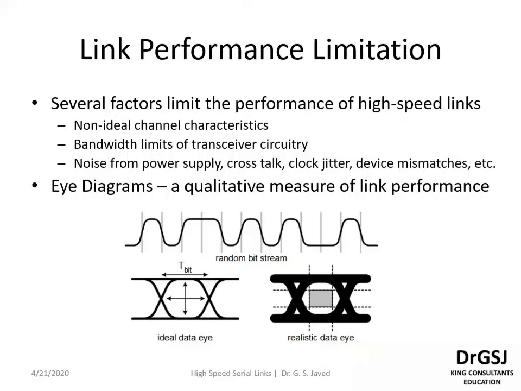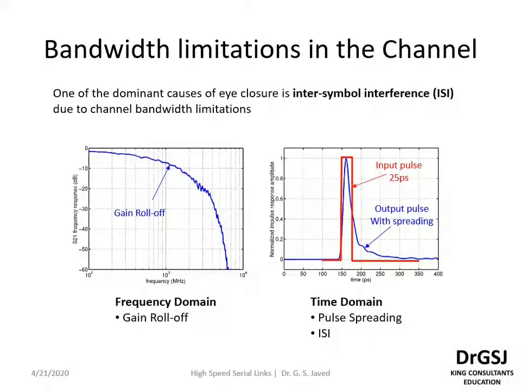You would see that the widths of the eye are greater than normal, and the eye also has a certain height restriction with respect to it. This is attributed to the various smooth slopes shown in the previous random bit stream. Bandwidth limitations in the channel is one of the dominant causes, and this in effect gives rise to inter-symbol interference or ISI. On the left hand side, you would see the frequency domain plot where it shows a gain roll off happening at the frequency, and as the gain rolls off, the amount of energy that is going to be present in the signal also reduces.